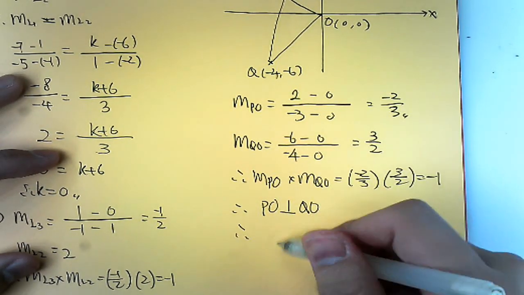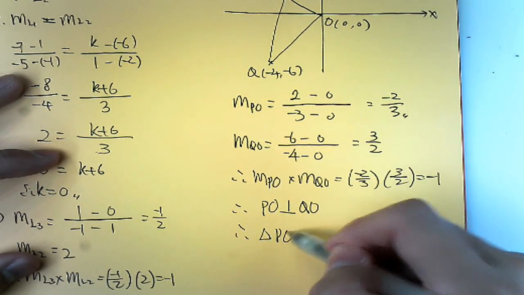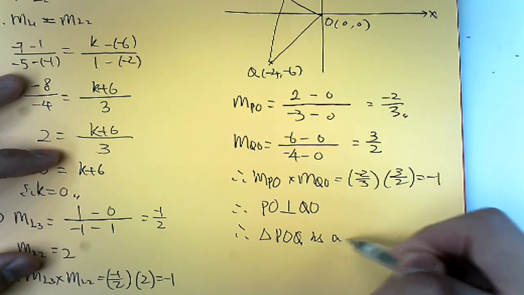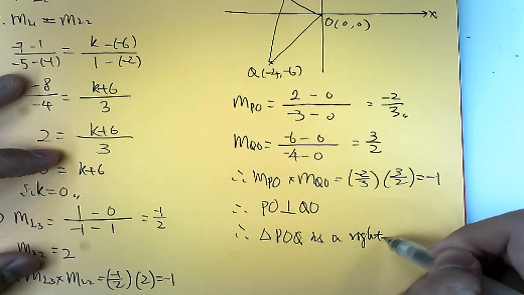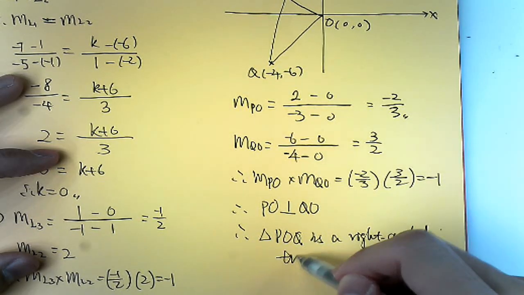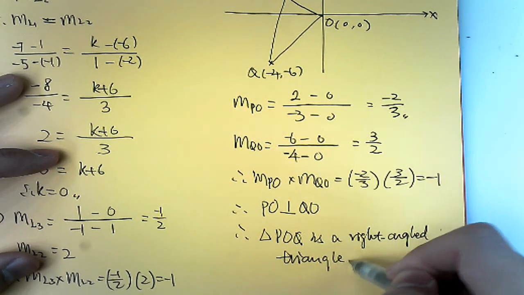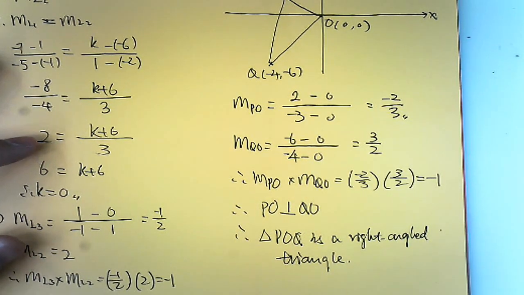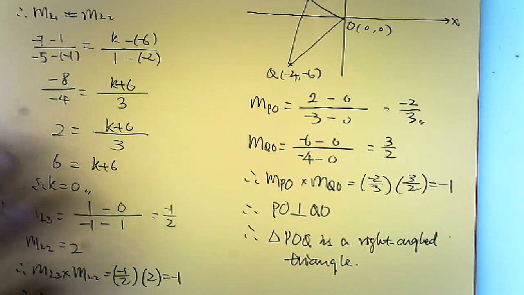So triangle POQ is a right angle triangle, okay? Understand? Understand this? Okay, not difficult, okay?